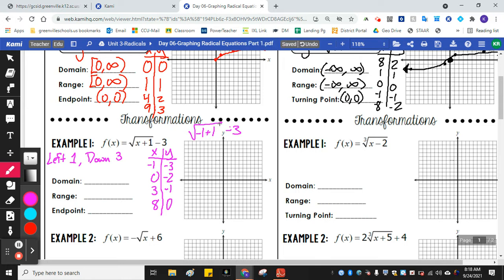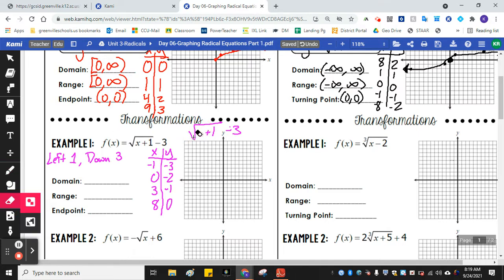The square root of 0 is 0. 0 minus 3 is negative 3. Then you can do it with 0. 0 plus 1 is 1. The square root of 1 is 1. 1 minus 3 is negative 2. Then you can change that to a 3. 3 plus 1 is 4. The square root of 4 is 2. 2 minus 3 is negative 1.